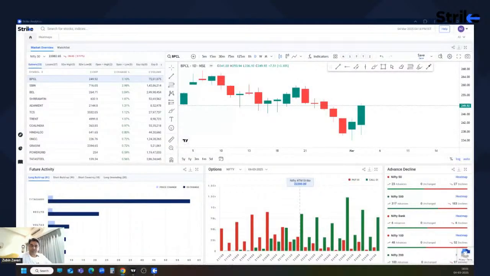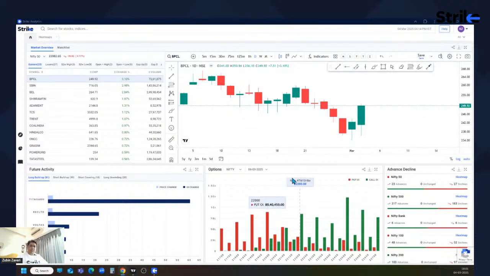Let me very quickly share my screen with you. So that's the homepage of Strike. For those who have already subscribed to our platform, great. For those who don't have the Strike platform, you can log in to web.strike.money right now and go for a subscription. The subscription fee is very nominal, and this is the homepage of Strike.